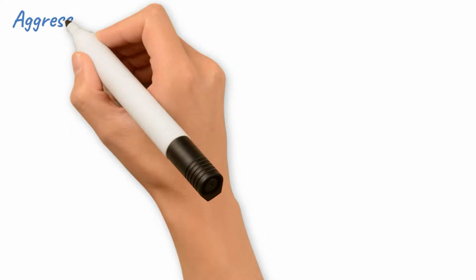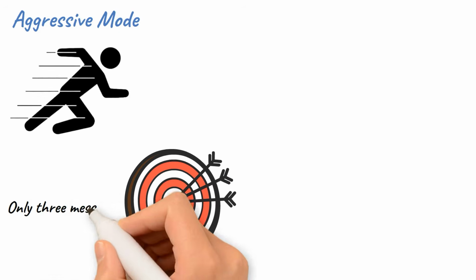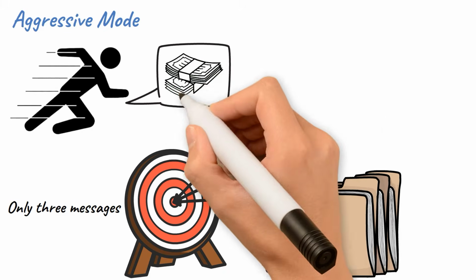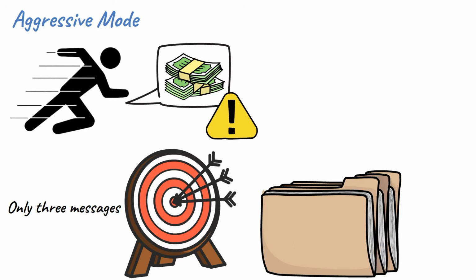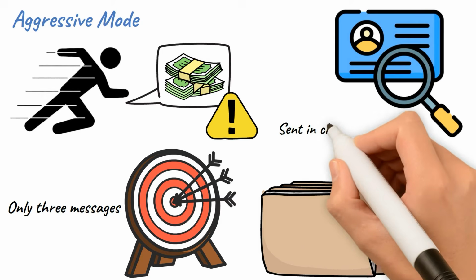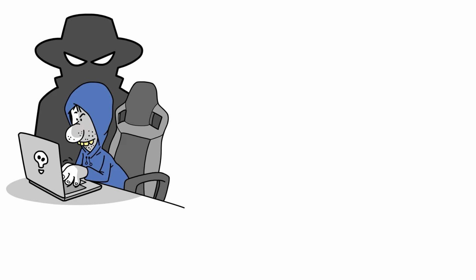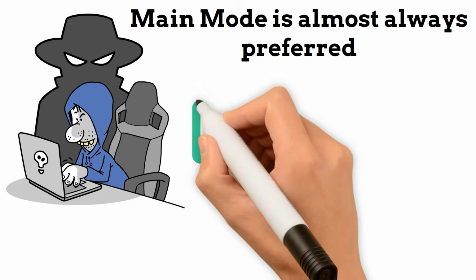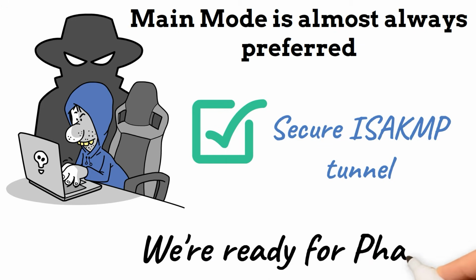Aggressive mode, as the name implies, is faster and accomplishes the same goal in only 3 messages by packing more information into each one. But that speed comes at a cost. The big security risk with aggressive mode is that identification information is sent in clear text before the secure channel is established, exposing peer identities and making the connection vulnerable to certain attacks. So main mode is almost always preferred. Once Phase 1 is complete, we have our secure ISAKMP tunnel, and we're ready for Phase 2.